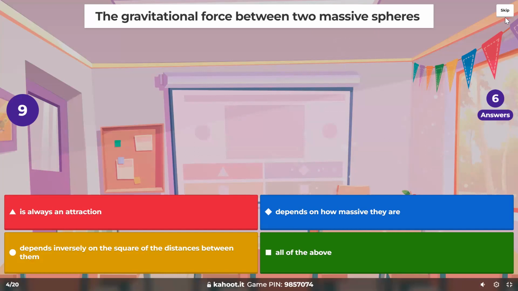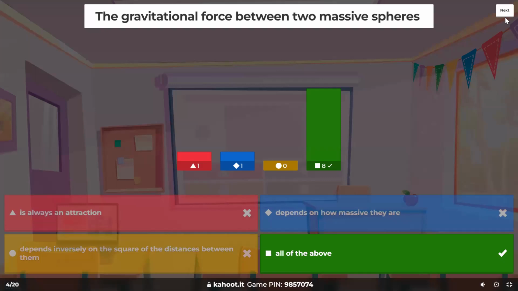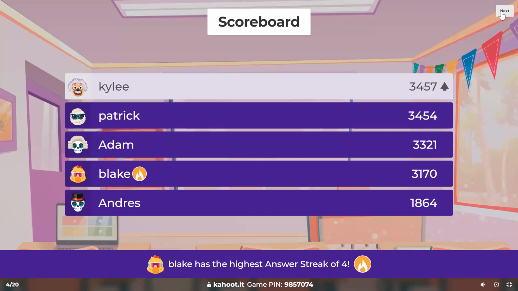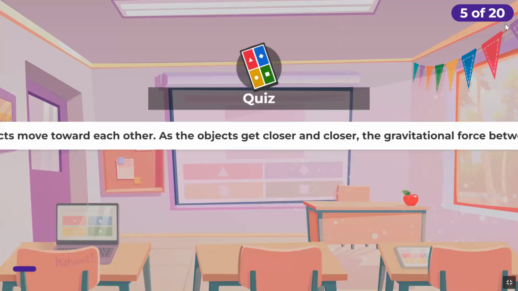It's always an attraction, depends on how massive the spheres are, depends inversely on the square of the distances between them. Or I should say it is proportional to that. Yeah, there you go. All the above. Other kinds of force like electrostatic force can be either attractive or repulsive, but gravity, we're just going to take that to be attractive. All right, and Kylie, back to the top spot.